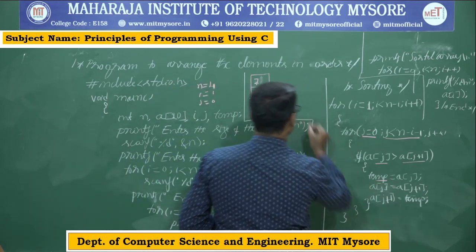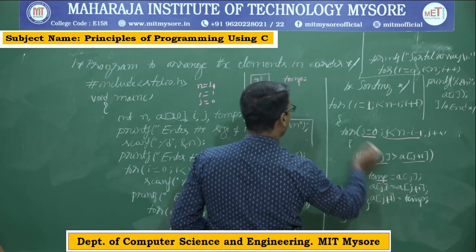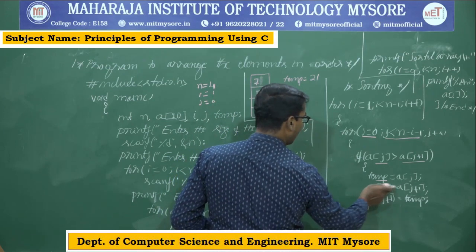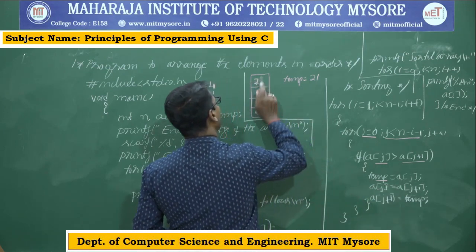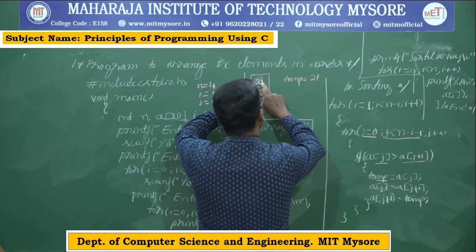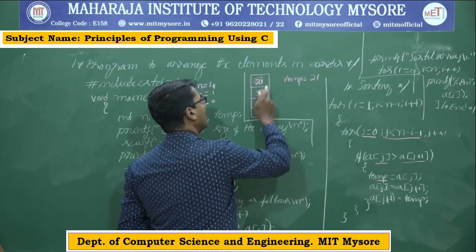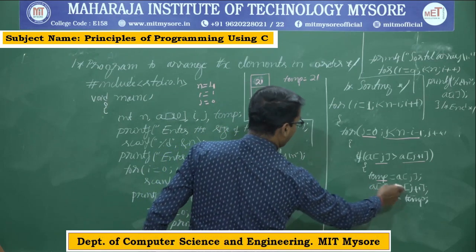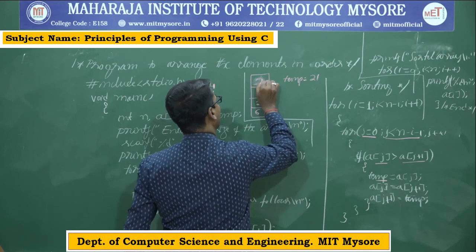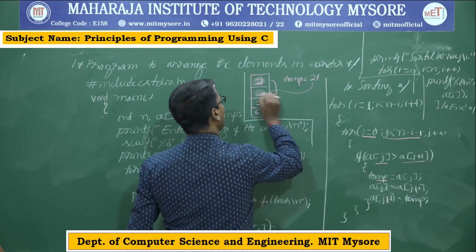So here I am using one variable, temp. temp is equal to a of j. What is the value of a of j? a of j is 21. Now 21 is assigned to the variable temp. After that, a of j is equal to a of j plus 1. a of j plus 1 is this, and this will be copied here, 7. Next, a of j plus 1 is equal to temp. Now 21 will be copied.